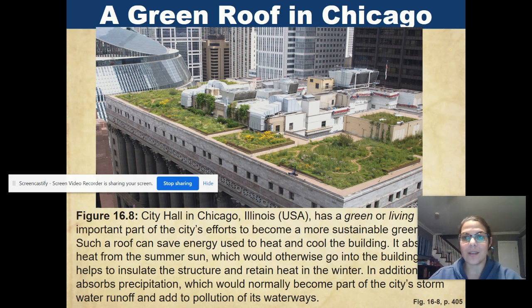But what it does is, when you're thinking about the urban heat island and how it's created, green roofs actually mitigate an insane amount of heat and absorb carbon dioxide that would just be going into the environment.